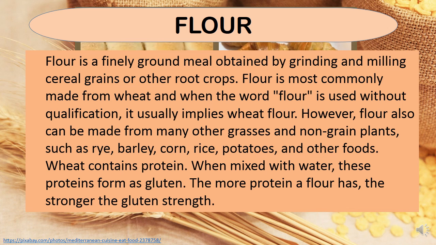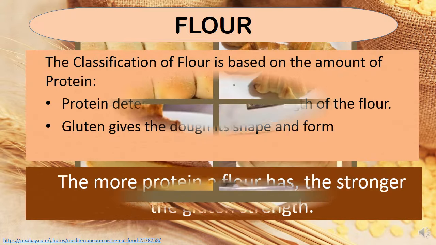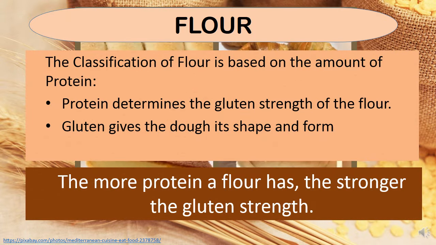When mixed with water, these proteins form gluten. The more protein a flour has, the stronger the gluten strength. The classification of flour is based on the amount of protein. Protein determines the gluten strength of the flour. Gluten gives the dough its shape and form. The more protein a flour has, the stronger the gluten strength.